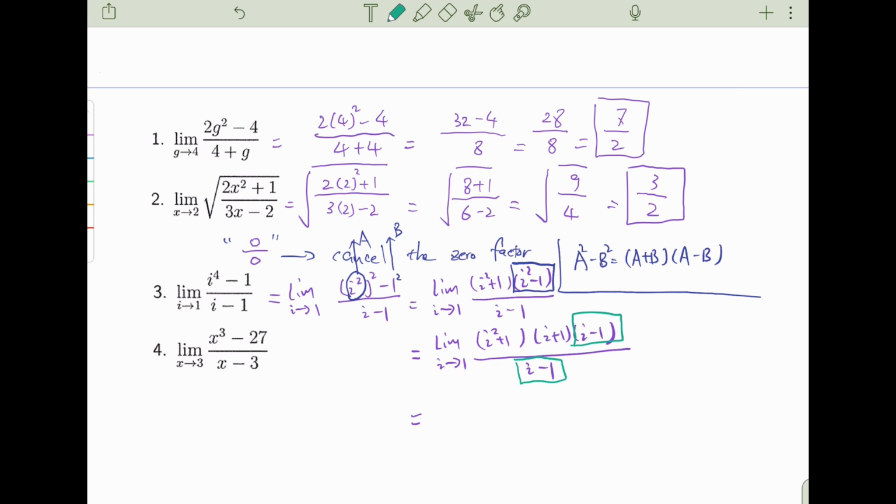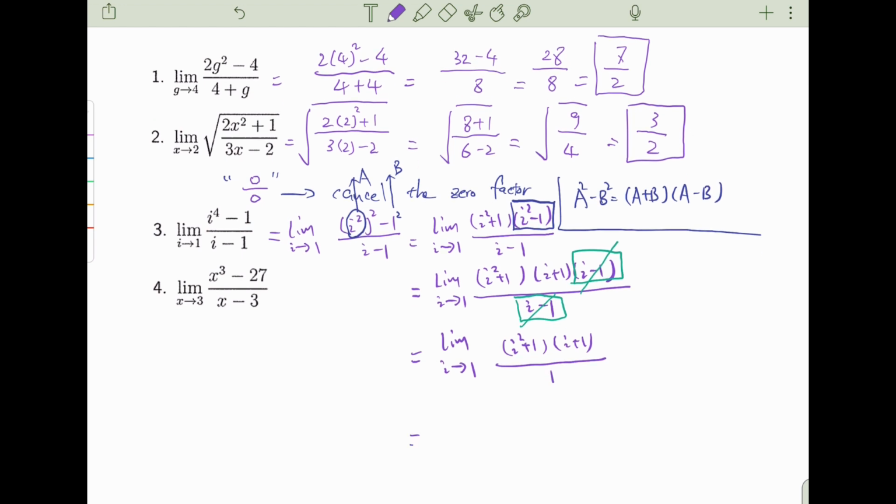So it is the zero factor, right? So we can now cross it out, right? And I'm left with the limit as I goes to 1 of (I squared plus 1) times (I plus 1) divided by 1. I have 1 left in the bottom. Now I no longer have a zero factor after the cancellation, so I can plug in I equal to 1 in the expression as before.